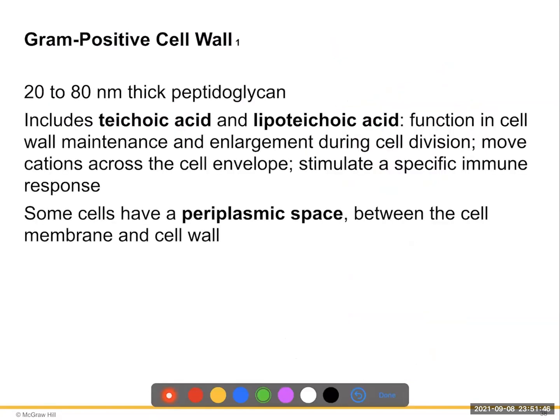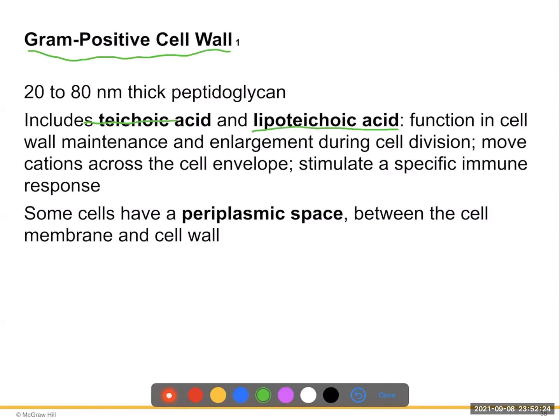Okay. So the gram-positive cells have a thick cell membrane, so a thick peptidoglycan layer. It's usually 20 to 80 nanometers thick. It includes teichoic acid and lipoteichoic acid. Functions in cell wall maintenance, enlargement, functions during cell division, because you have to be able to constrict it, moves cations across the cell envelope, and stimulates specific immune response. Okay. So the body has a specific response when it recognizes a gram-positive bacteria.